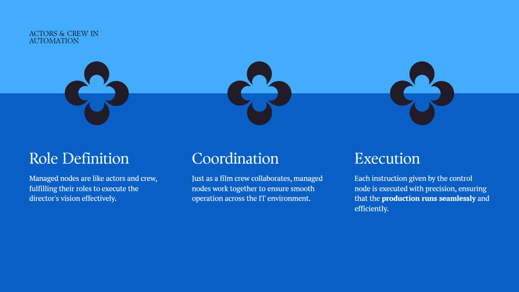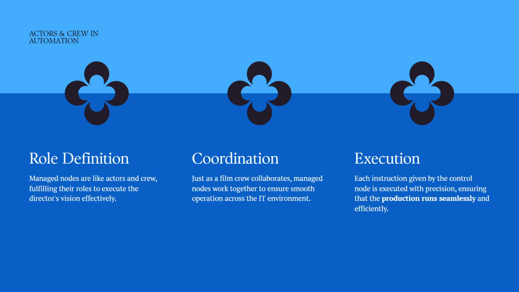Actors and crew, you can imagine as managed nodes, which is the slave node, we can say. Whatever the director says, the actors and the crew listen to them. So the director gives commands to the cast and crew, just like Ansible gives instructions to your servers. Each one does their job based on the director's cues, whatever the director says, they'll follow that.